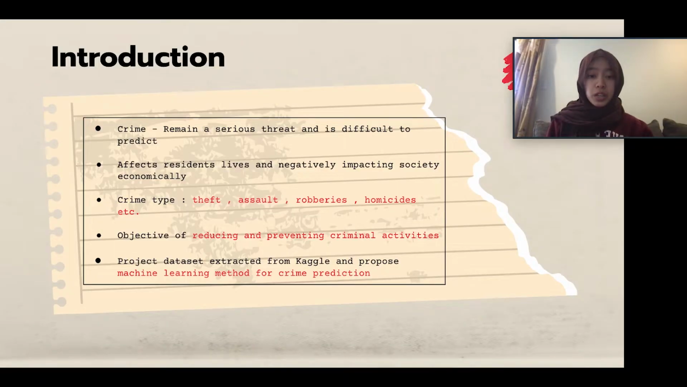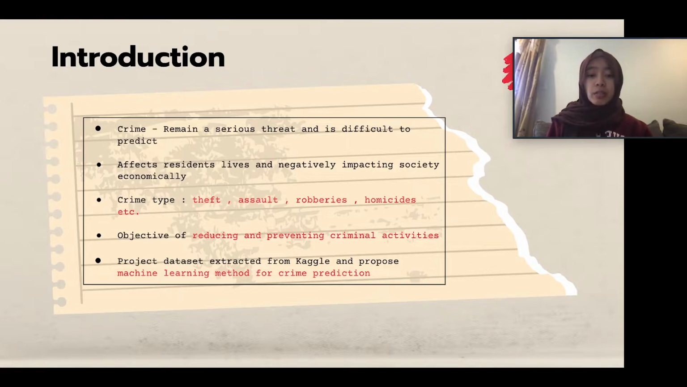On to the introduction of our research, we have focused on crime. Crime is a global issue affecting individuals and society. It remains a serious threat as criminal activities are becoming more complex and broad, making it a difficult task for law enforcement to understand the pattern and catch criminals.